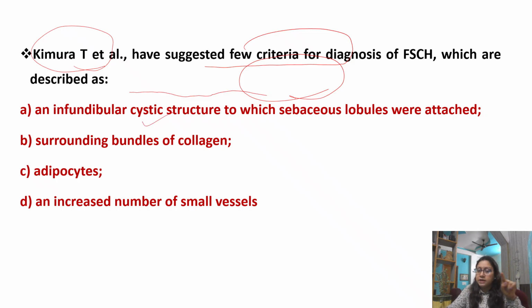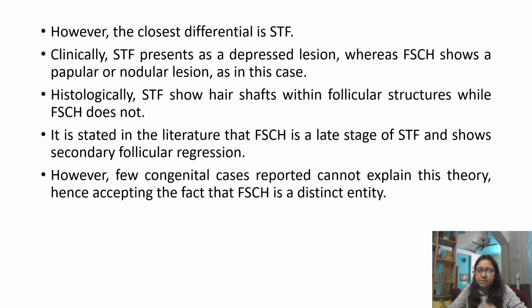Our cystically dilated follicles had collagenization surrounding the cysts. Then a focal area showed adipocytes also, and an increased number of small vessels. You can appreciate this. Our closest differential was STF, sebaceous trichofolliculoma. So how do you differentiate?